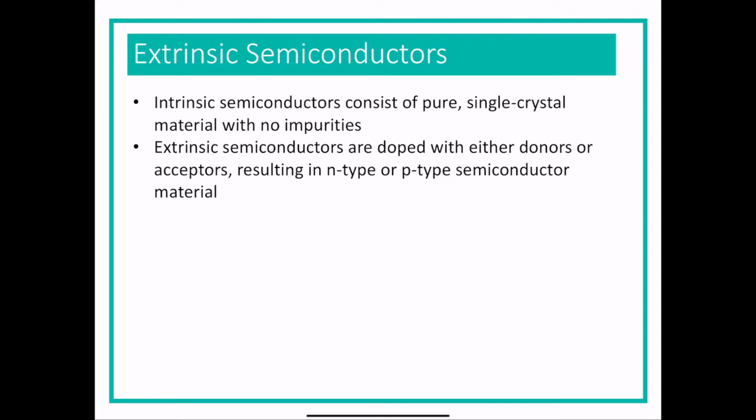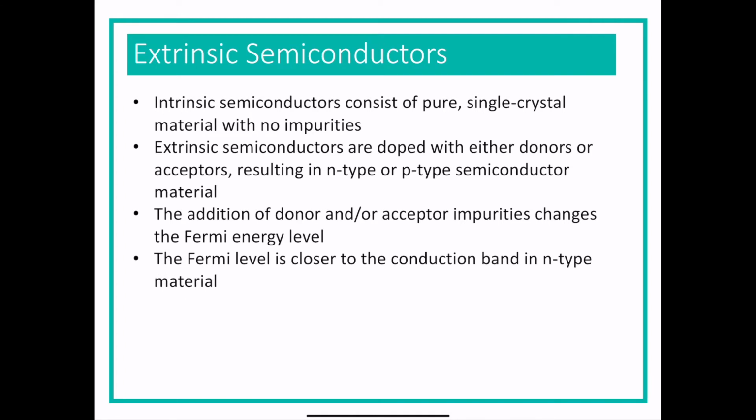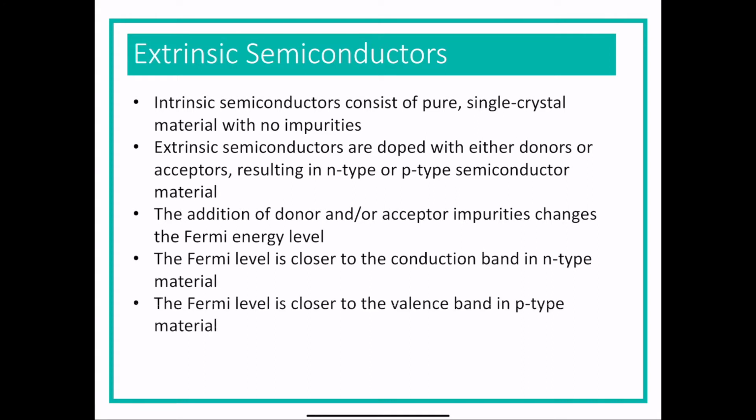When we add impurities, it changes the Fermi energy level, which we've also kind of alluded to, that where it lies actually is a direct relationship with how the material is doped. So when you have N-type material, the Fermi level is closer to the conduction band, because you have more electrons than you do holes. If you have more holes, then the Fermi level is closer to the valence band. And that's what happens in P-type material.